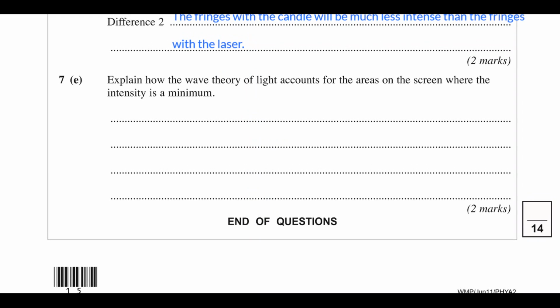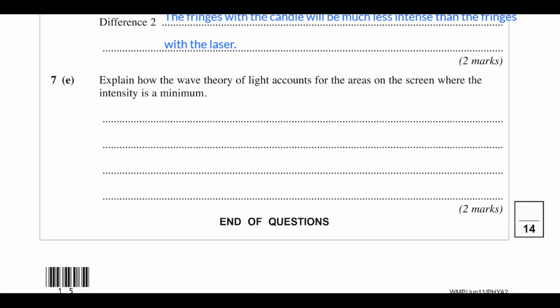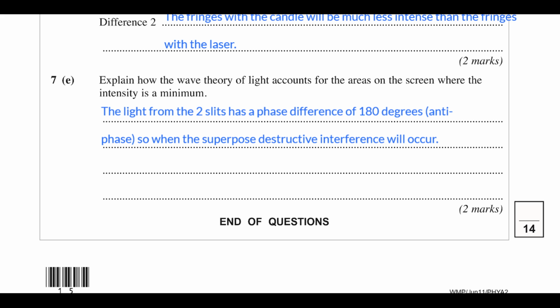So explain how the wave theory of light accounts for the areas on the screen where intensity is a minimum. What's happened there is the two sources of light have met out in antiphase, or 180 degrees phase difference, and caused destructive superposition to occur. So that's what we've got there, and make sure it's not just that they're out of phase, that they're 180 degrees out of phase or in antiphase. Okay, so that completes this paper.